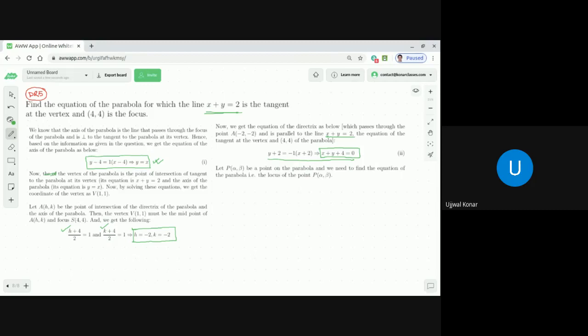Now let P(alpha, beta) be a point on the parabola, and we need to find the equation of the parabola, that is, the locus of the point (alpha, beta). Correct or not? According to the question, if you notice. So how to find that? Very simple. We can use the properties of the parabola. What properties? Let me pull up the solution and then explain further.